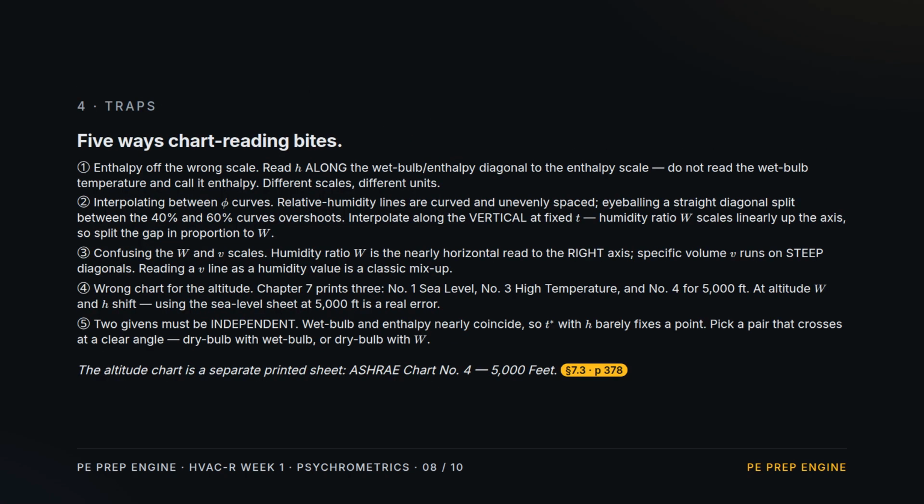Traps. 5 ways this bites. 1. Read enthalpy along the diagonal to the enthalpy scale, not off the wet bulb temperature. 2. Don't eyeball a straight interpolation between the curved relative humidity lines. 3. Humidity ratio is the horizontal read to the right axis. Specific volume is the steep diagonal. Don't swap them. 4. Use the chart for your altitude. The sea level sheet is wrong at 5,000 feet. 5. Your 2 givens must be independent. Wet bulb and enthalpy nearly coincide, so they barely fix a point.